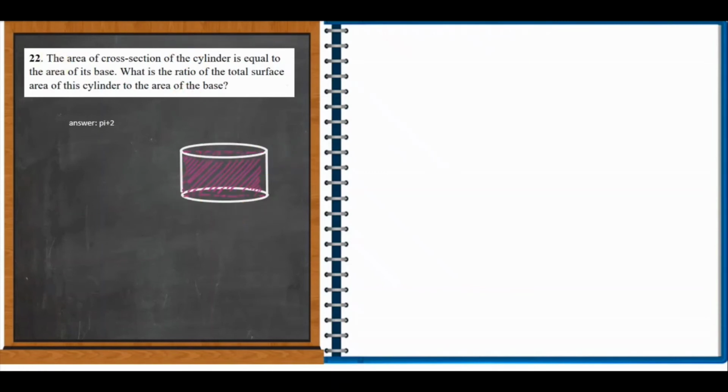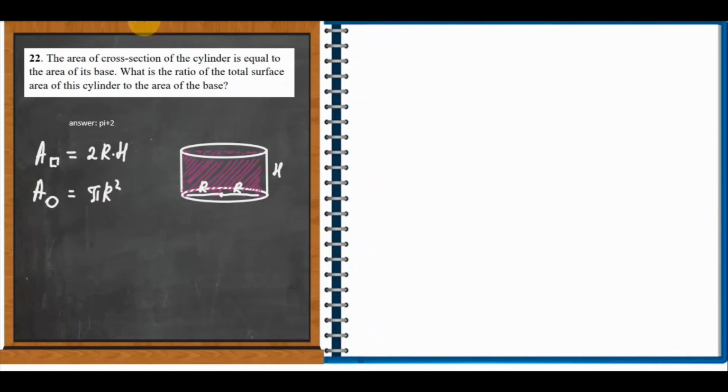Now, we must understand that the bases are circles, and circles have radii. So let's show the radius here, and another part will be a radius as well, and this is the height. So the area of the cross-section, let's show it as a rectangle, is equal to 2 radii multiplied by height. Now it's equal to the area of the base. So what is the area of the base? The base is a circle. Now this is pi r squared.